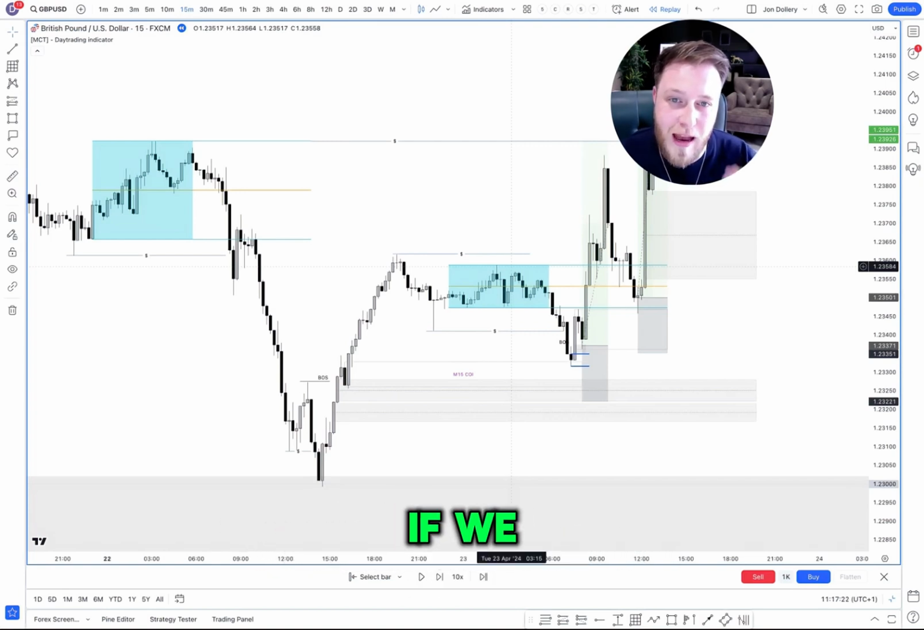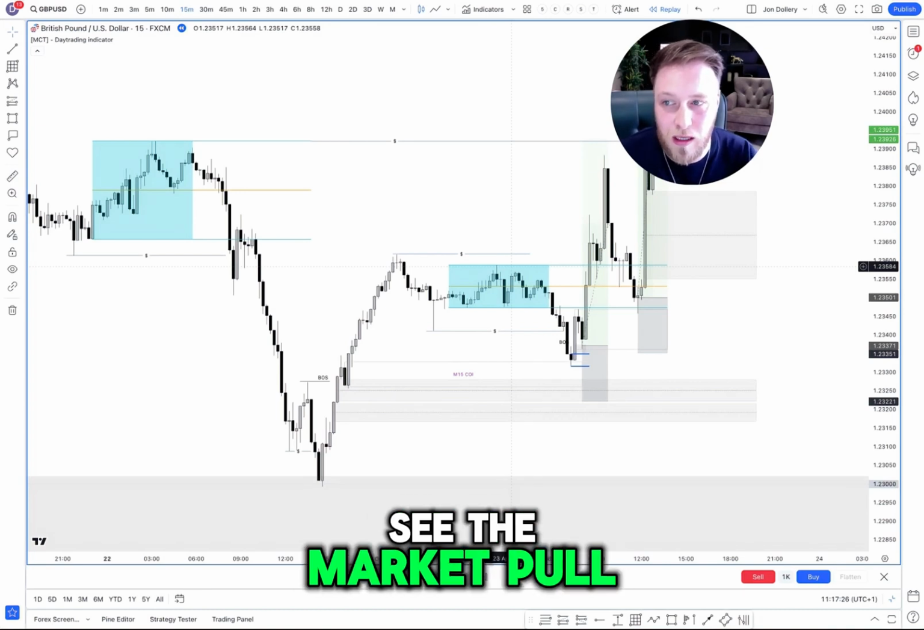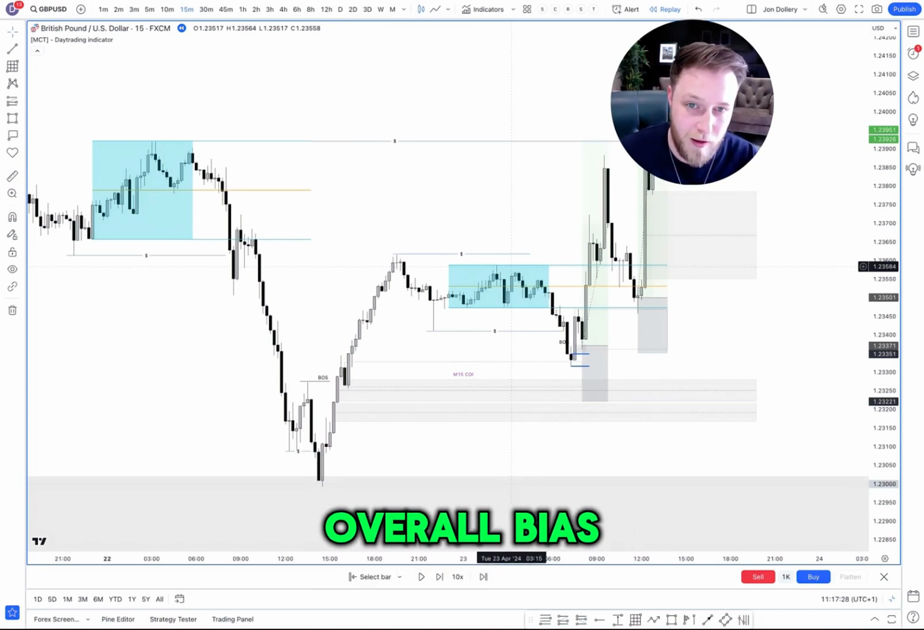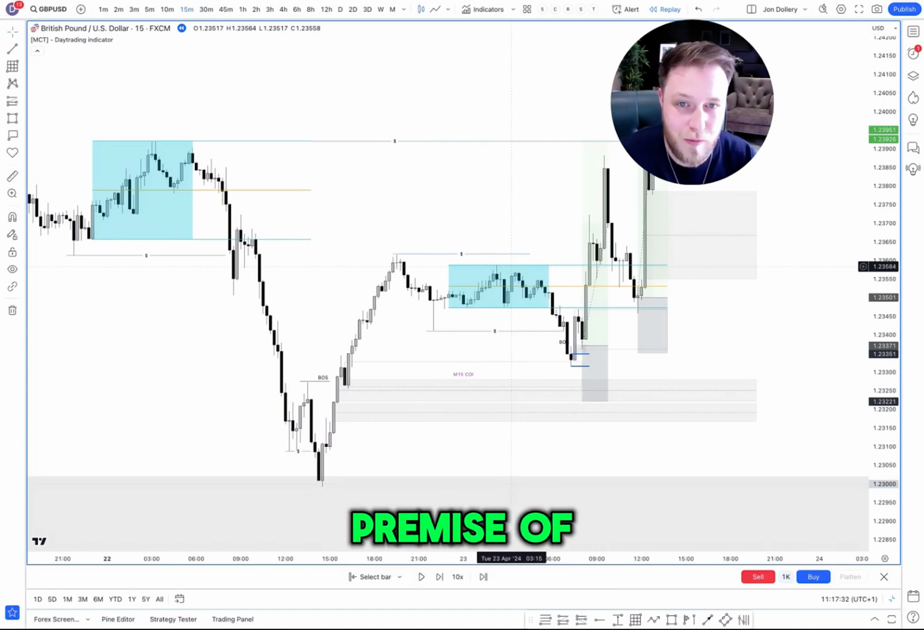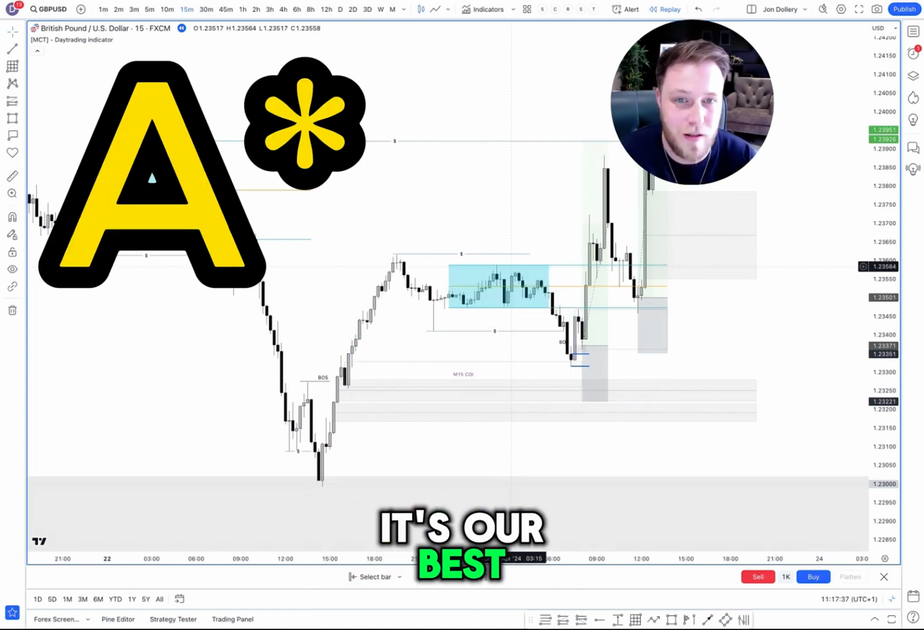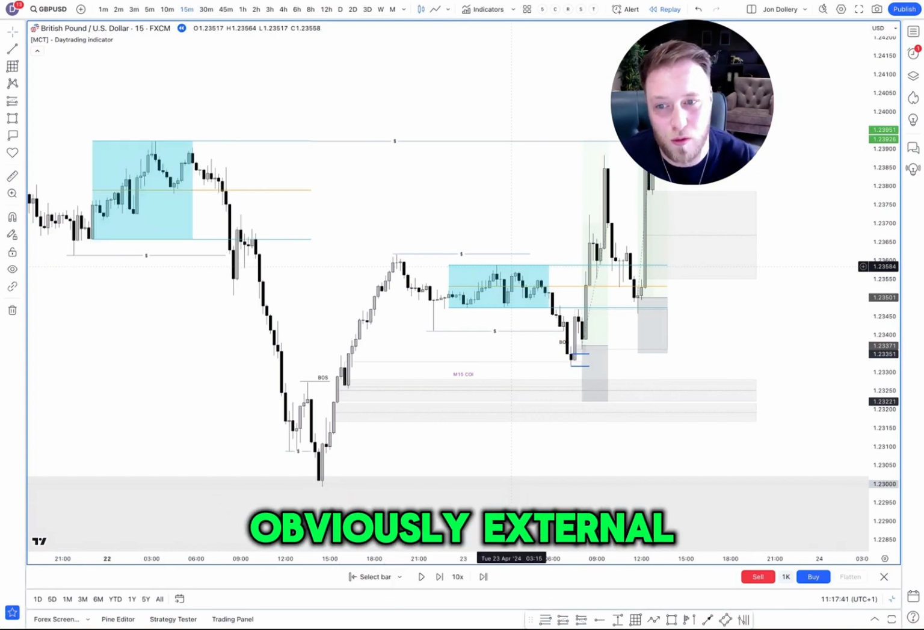Well, effectively, if we have a directional momentum bias in mind, I always like to see the market pull against that overall bias before trending in our overall direction. And that's kind of the premise of what we look for in a type 1 setup. I call it a red panty night setup. It's our best, it's our A-star setup where we want to target, obviously, external liquidity points.